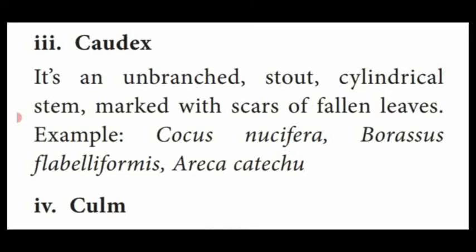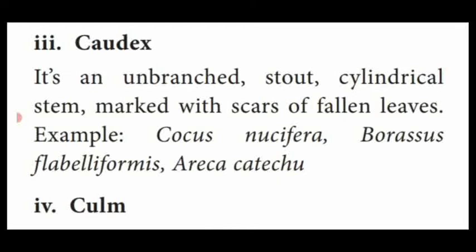Then the stem portion contains a marked scale-like appearance due to the fallen leaves. Example, Cocos nucifera. Cocos nucifera is the binomial name of coconut tree. Then Borassus flabelliformis, that is palm tree, Palmyra tree, Panamaram. The binomial name is Borassus flabelliformis.